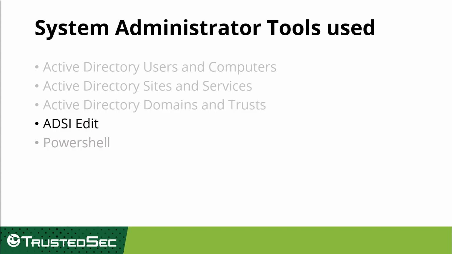ADSI Edit is a tool that is a more in-depth editor of all the attributes in Active Directory. Active Directory Users and Computers does not show all the attributes or even the namespaces. With ADSI Edit, you can view and modify all parts of Active Directory. PowerShell is often used to automate some of the typical tasks, such as creating new users or maybe even new sites, or exporting specific attributes for all users to generate a full list or some similar task.